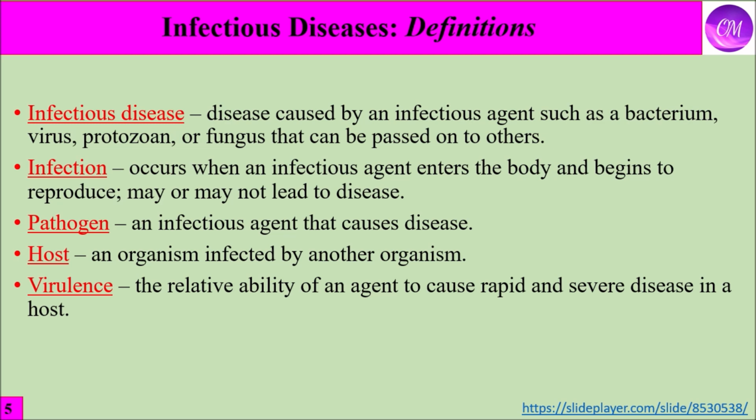Another definition: infectious disease is caused by an infectious agent such as a bacterium, virus, protozoan, or fungus that can be passed on to others. So the infection occurs when the infectious agent enters the body and begins to reproduce, and may or may not lead to disease. What does pathogen mean? This is the infectious agent that causes disease. Host, we call that organism that is infected by another organism. And the virulence is the relative ability of an agent to cause rapid and severe disease in a host.